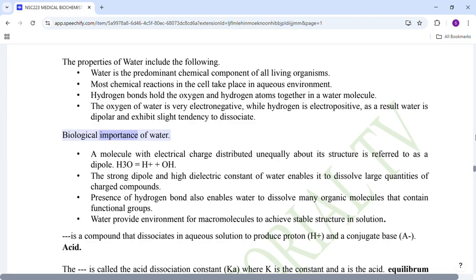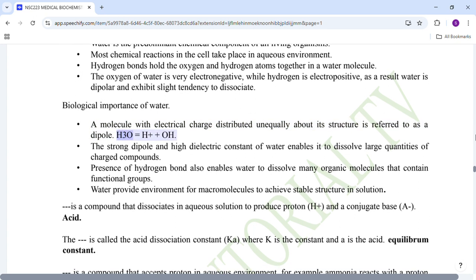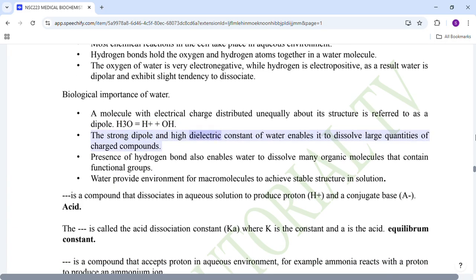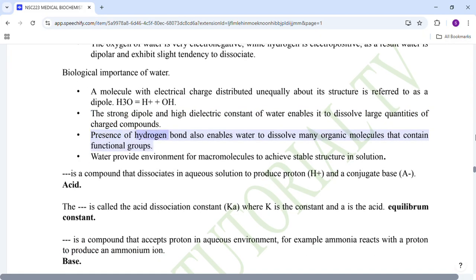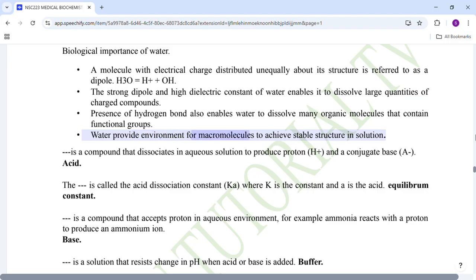Biological importance of water. A molecule with electrical charge distributed unequally about its structure is referred to as a dipole. H2O equals H+ plus OH-. The strong dipole and high dielectric constant of water enables it to dissolve large quantities of charged compounds. The presence of hydrogen bonds also enables water to dissolve many organic molecules that contain functional groups. Water provides an environment for macromolecules to achieve stable structure in solution.